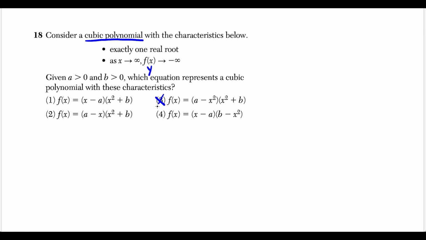So right away, choice 3 is out because -x squared times x squared would give you a leading term of -x to the 4th, which would not be a cubic polynomial. Cubic means it has to have a leading term of x to the 3rd, and it could be plus or minus some number in front.